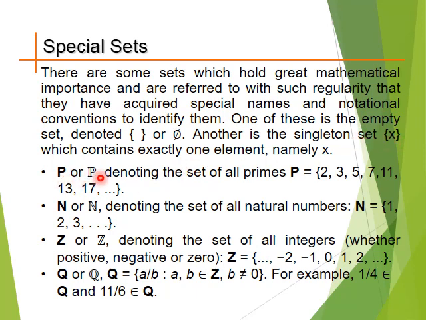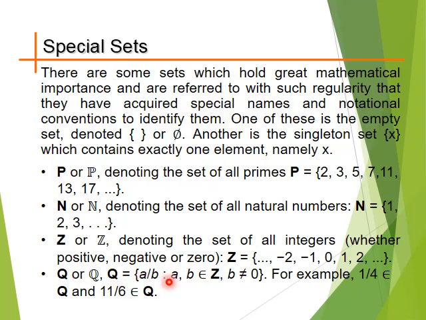P, that is denoting the set of all primes 2, 3, 5, 7, 11, 13, 17 and so on. N is the set of natural numbers 1, 2, 3 and so on. Z is the set of all integers, whether positive, negative or 0. Z हम इसको रियल नंबर का जो ऑर्डर है उसमें भी लिख सकते हैं, यानी 0 को सेंटर में, राइट पर पॉजिटिव और लेफ्ट पे नेगेटिव इंटीजर्स.